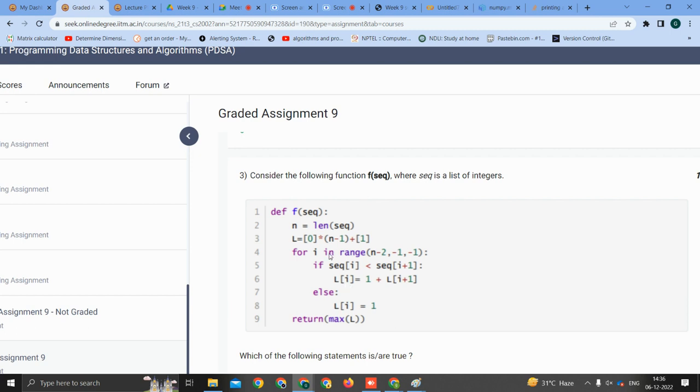What did we pass in the sequence as a list of integers? 1, 2, 3, 4. Okay, so i at this point is 2. Navika, you followed? Yeah. Go ahead. So L of 2 would be 1 plus L of 3. So that's going to be 2. Very good.